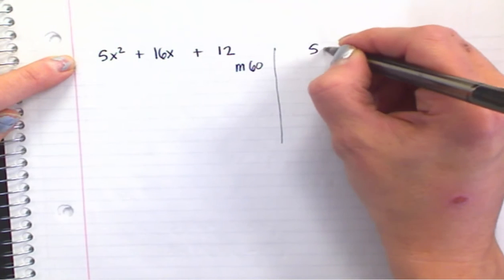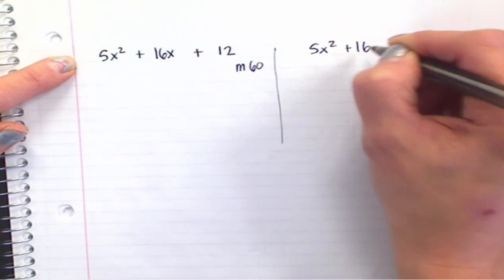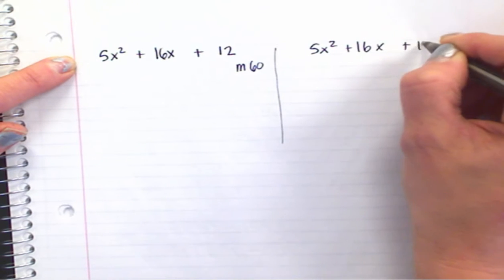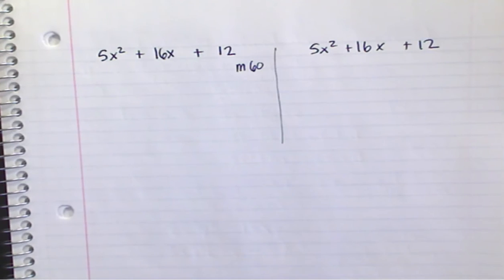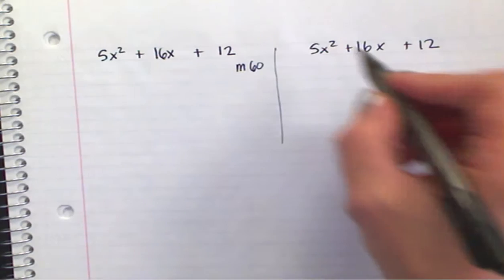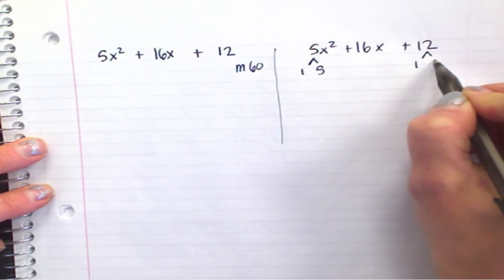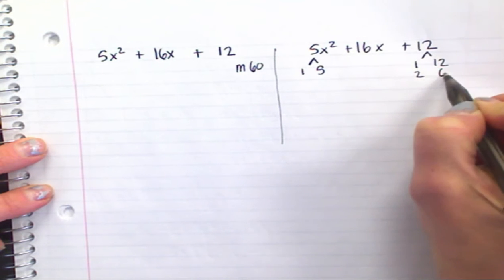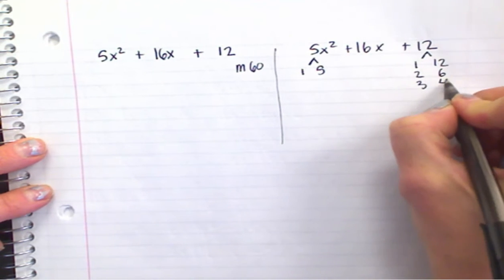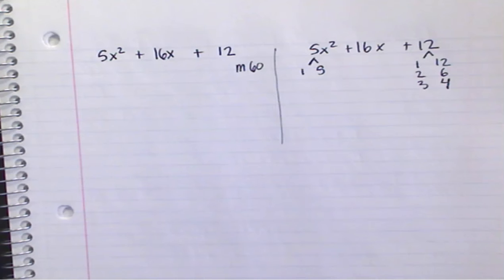I'm going to do it the other way because, one, if you can do this, it's faster. Grouping is slow. There's a lot of steps you have to write down. It's very easy to mess up your pluses and minuses. 1 and 5. 1 and 12. 2 and 6. 3 and 4. You're like, okay. Couple more choices in this one.